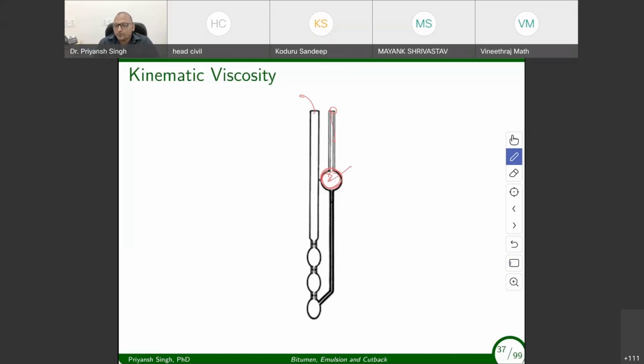Now you need to keep the tube at 135 degrees Celsius inside the viscosity bath, and then you need to remove the cork from this edge. At 135 degrees Celsius, the binder available here will start flowing due to gravity, or due to its density. The time required to cross from this point to this point, then from this point to this point, these two times, T1 and T2, will be recorded. The calibration constant of these bulbs multiplied by these times will give you the kinematic viscosity.